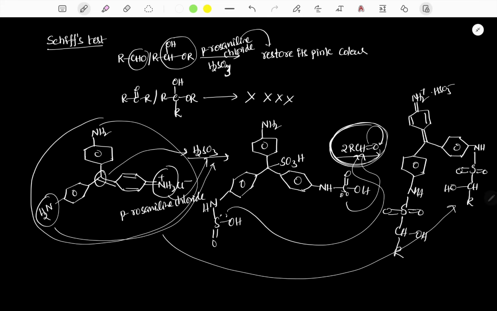It won't confirm the presence of ketone and hemiketal. It mainly confirms the presence of aldehyde and hemiacetal. So that is Schiff's test.